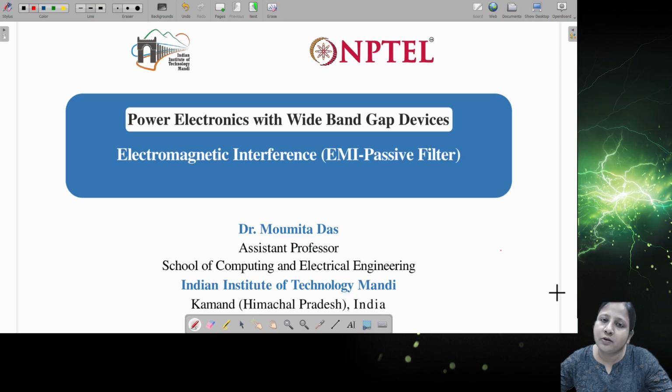Welcome to the course on power electronics with wide bandgap devices. Today I am going to discuss the filter design part for EMI. In order to reduce the EMI noise, especially conductive type of noise, the method we need to follow can be by using a passive filter or an active filter. Today I am going to discuss the passive filter part.